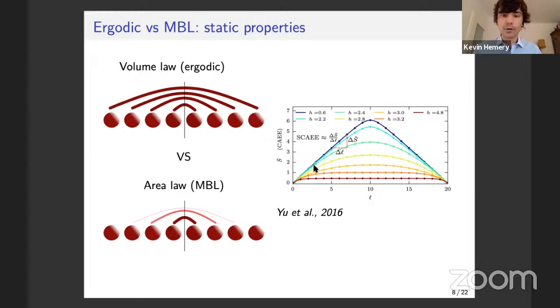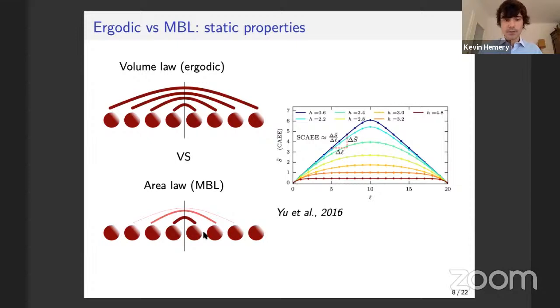So this is a numerical calculation. For low disorder, this deep blue curve here, you see that as a function of the length of the cut, entanglement grows linearly. This is characteristic of volume law. It depends on the volume of the cut. On the other hand, for a many-body localized system, you have area law. What area law means is that only sites which are nearby each other interact. If you take a cut, only the sites which are really close to this cut will contribute to the entanglement.